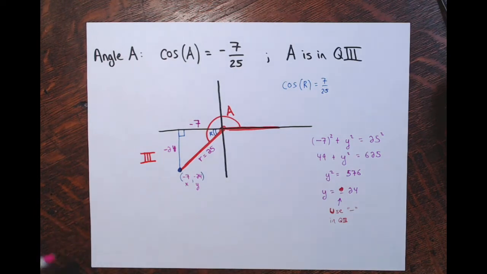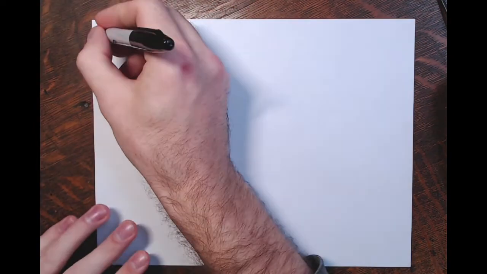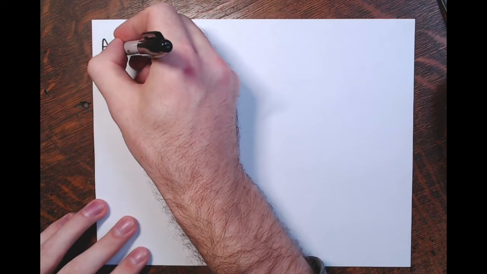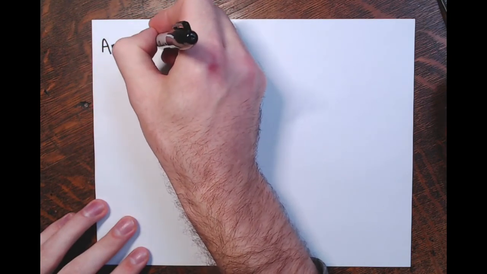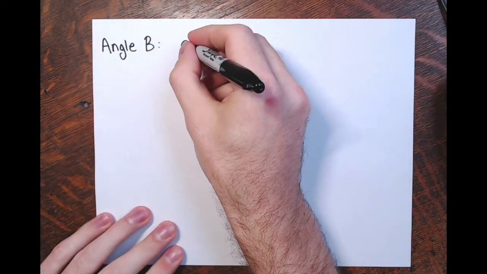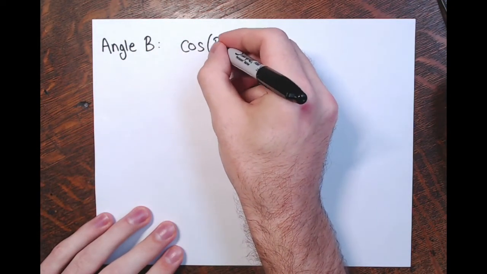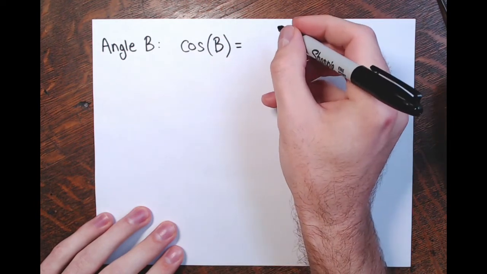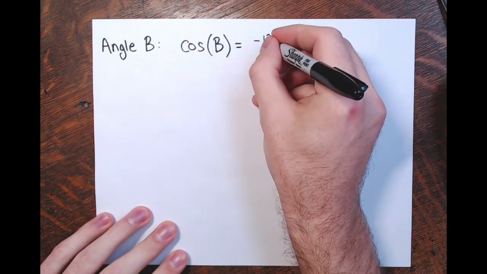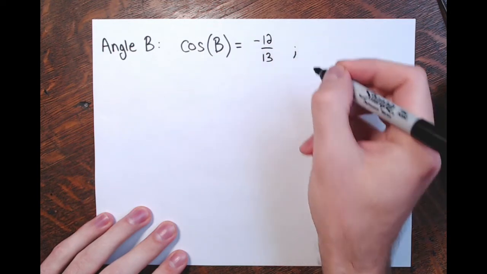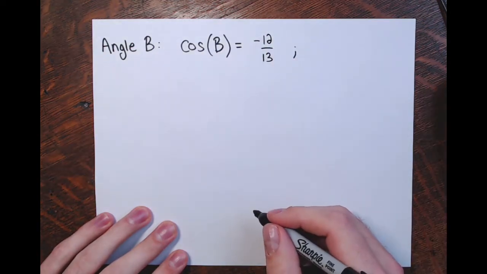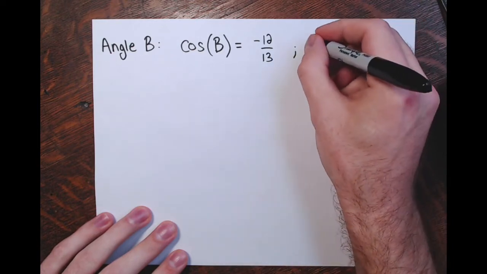I'm going to do the same thing with the other angle they talked about, angle B. I'll keep referring back to these pictures. So now let's look at the information they gave us about this other angle, angle B. They told us that the cosine of angle B was negative 12/13. And they also told us that angle B ends in quadrant 2.